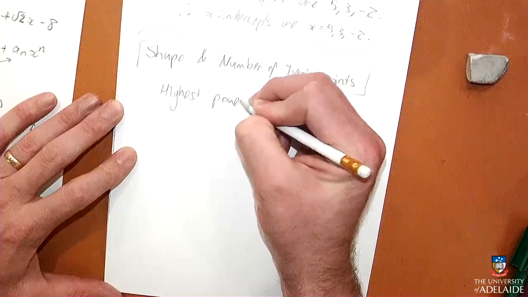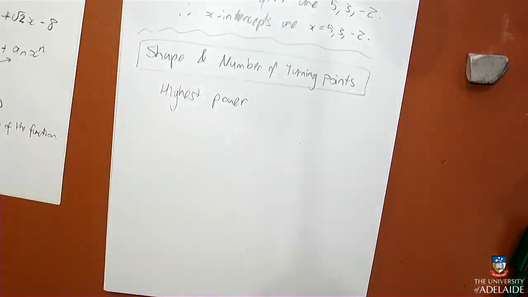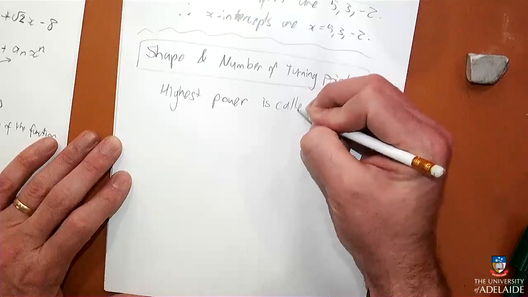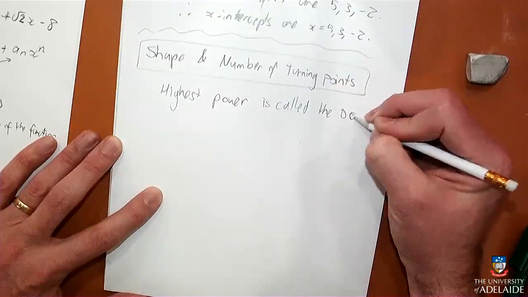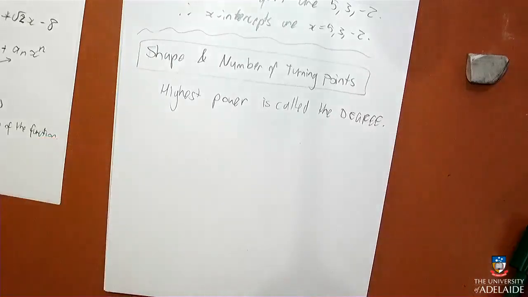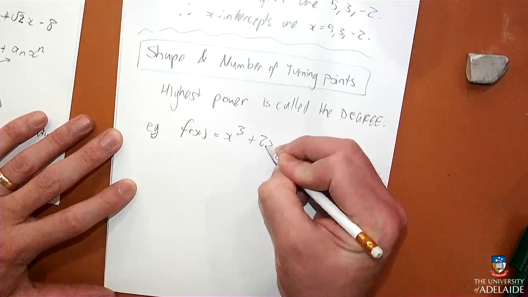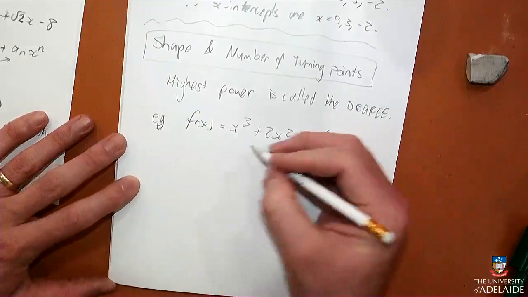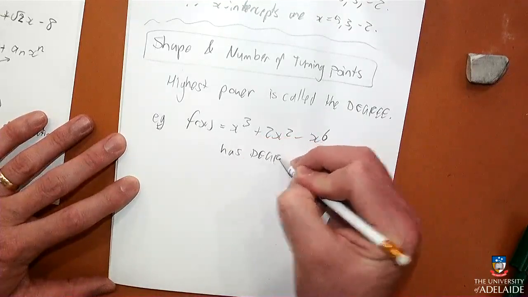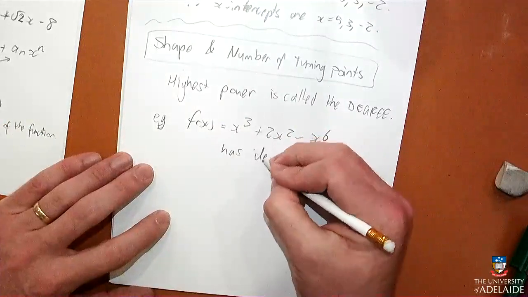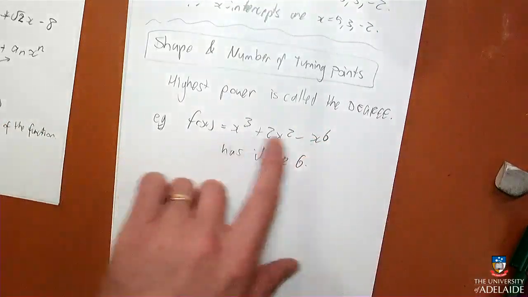Okay, so the highest exponent, as in the highest number that is x to the power of that number, is called the degree. We need a name for it because it's going to become important in a second. So for example, f of x equals x cubed plus 2x squared minus x to the 6 has degree 6, because the highest power of x is x to the power of 6.